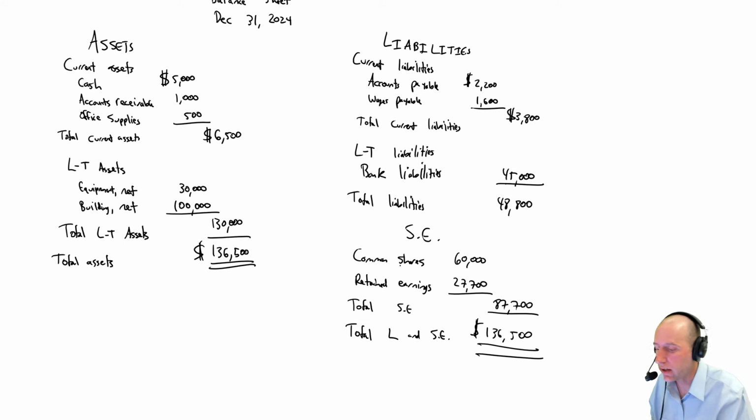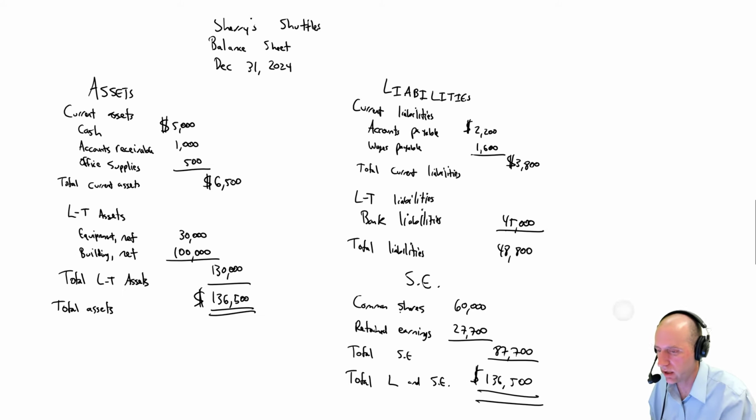So you can see here our balance sheet balances, right? Assets equals liabilities plus shareholders equity. This is a properly working balance sheet. It's got a good title, it's properly laid out, and we've done a good job on our balance sheet.